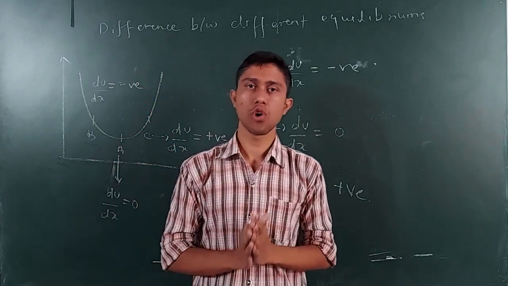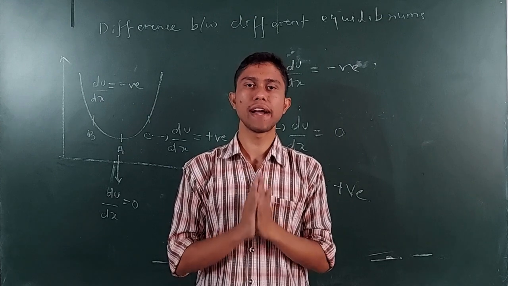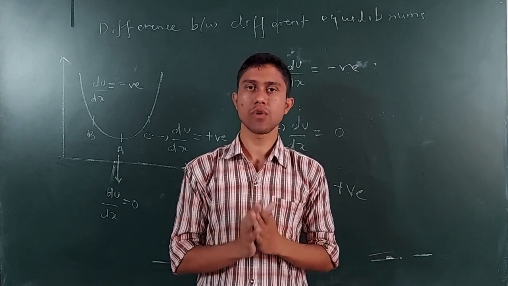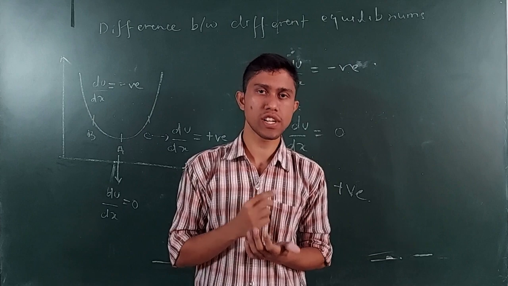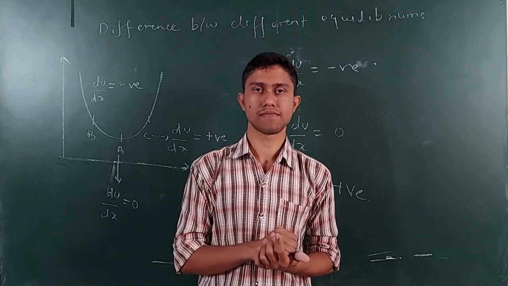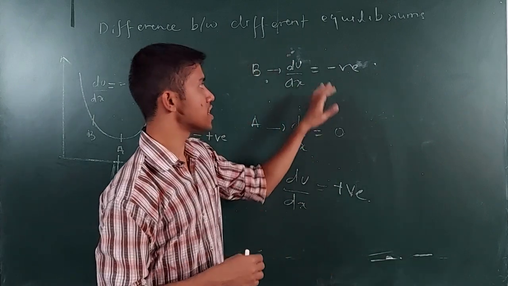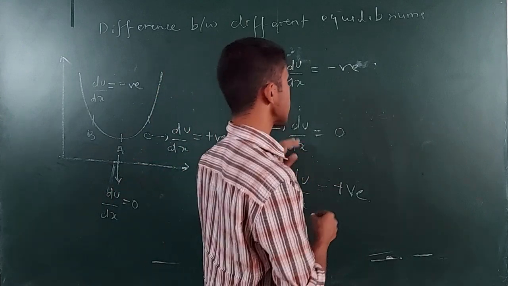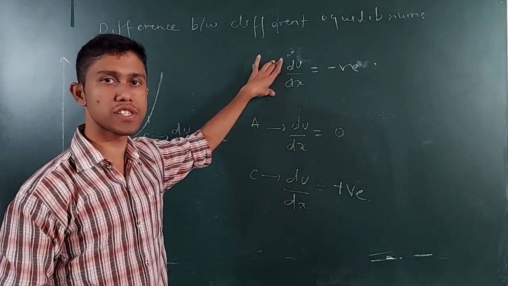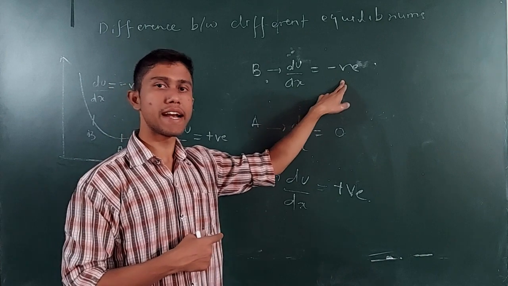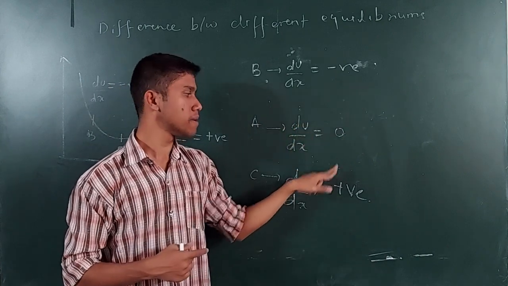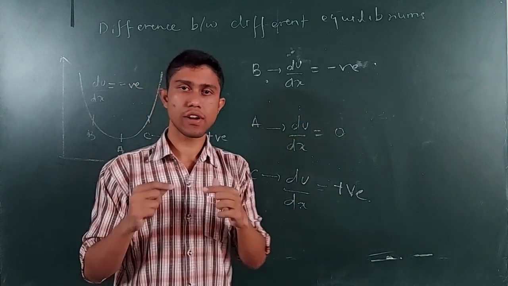So I want to ask you, what is the change in du by dx? I am not asking you what is the change in u. I am asking you what is the change in du by dx. You can say that du by dx was first of all negative. Then it became 0, and now it became positive.